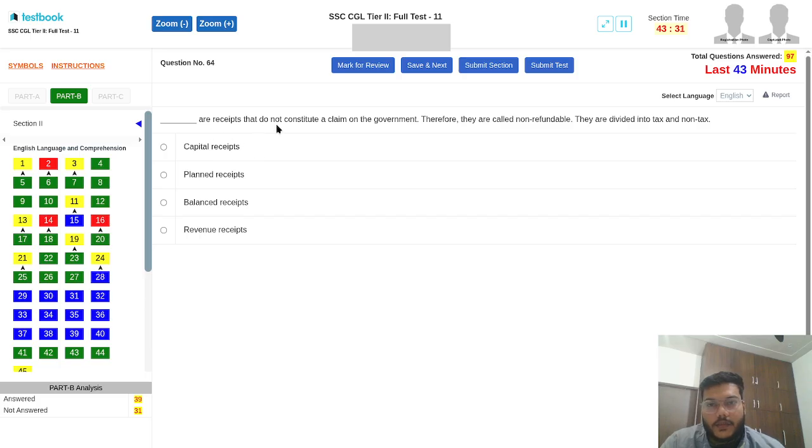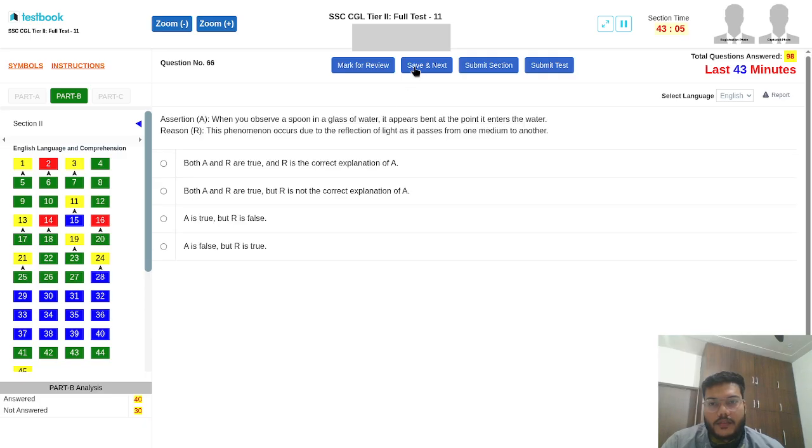Receipts that do not constitute a claim on the government, therefore they are non-refundable. They are divided into tax and non-tax. Revenue, capital, revenue receipts. Tax revenue, non-tax revenue. Who has been appointed as the next chief of RNO?